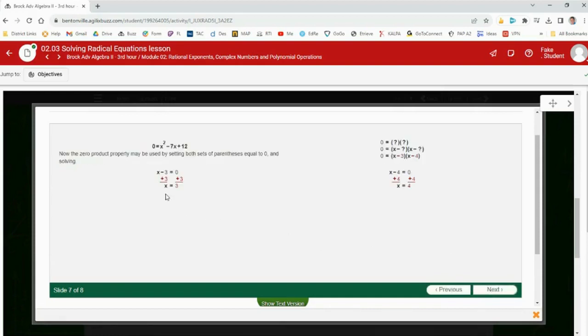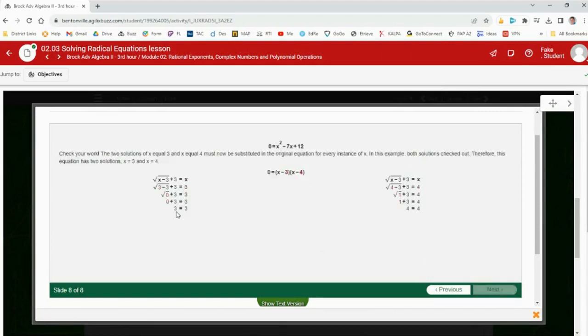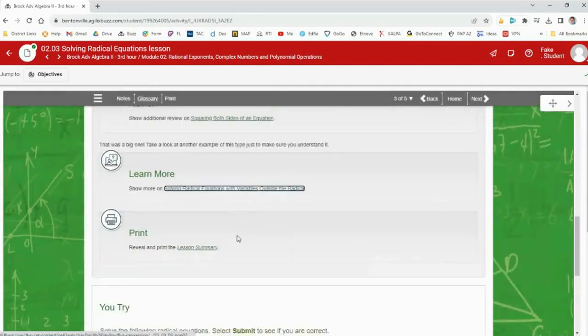Then you can solve it. x equals 3, x equals 4. You need to check them both. 3 equals 3, 4 equals 4. Both solutions checked out. So there's no extraneous solutions. There's only actual solutions. So that was another review problem. And you can review that.